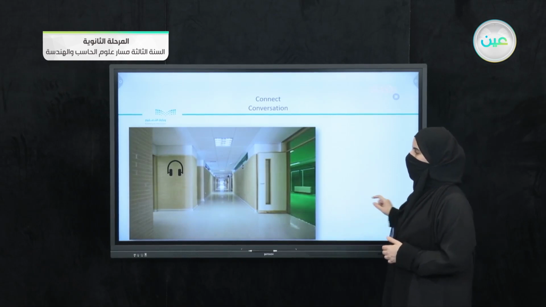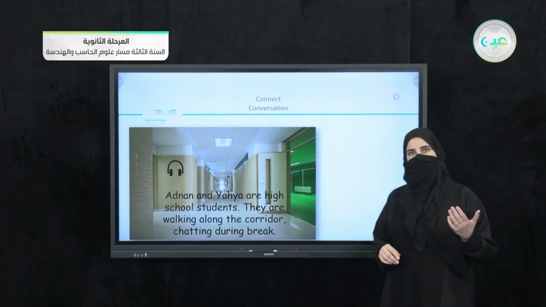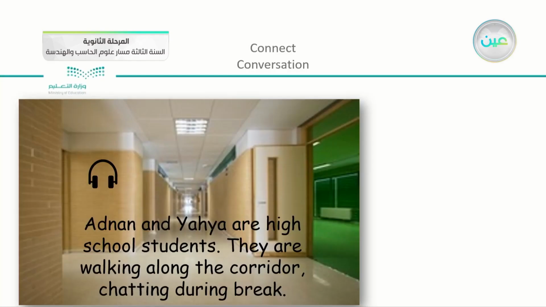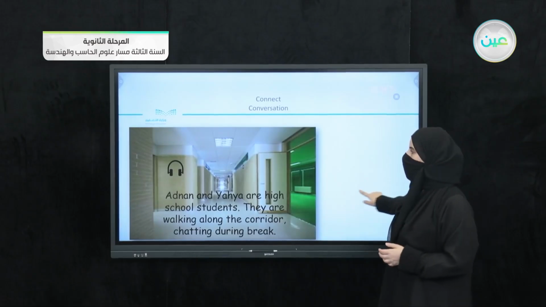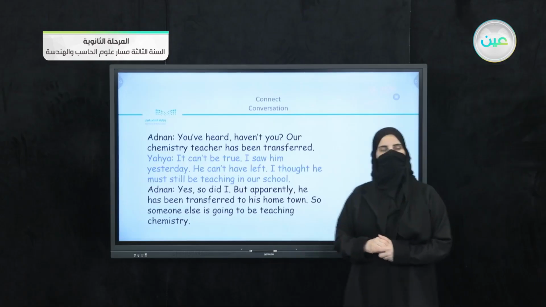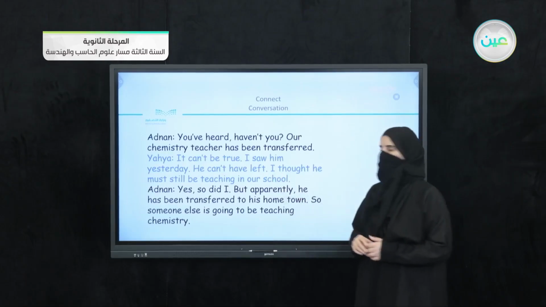Now we have here the conversation between Adnan and Yahya, as you can see in your books. Adnan and Yahya are high school students. They are walking along the corridor, chatting during the break. Now here they are chatting about something, and as you can see, it is at school. So what is interesting here? We're going to move on. So let's just listen to the conversation that we have here between Adnan and Yahya.